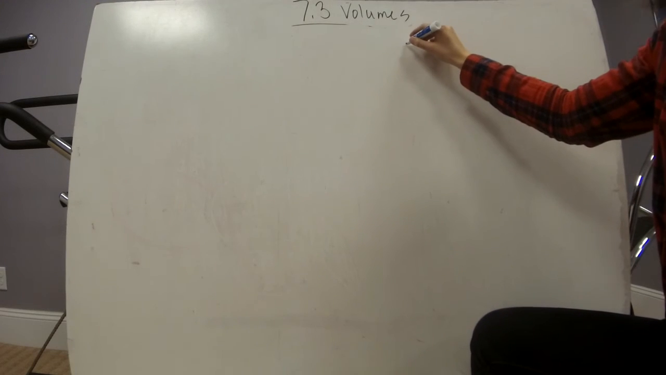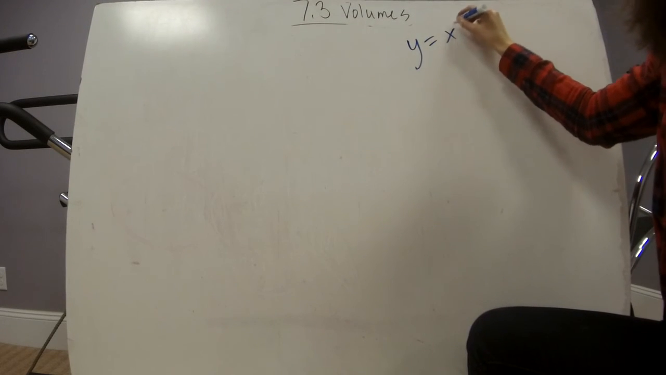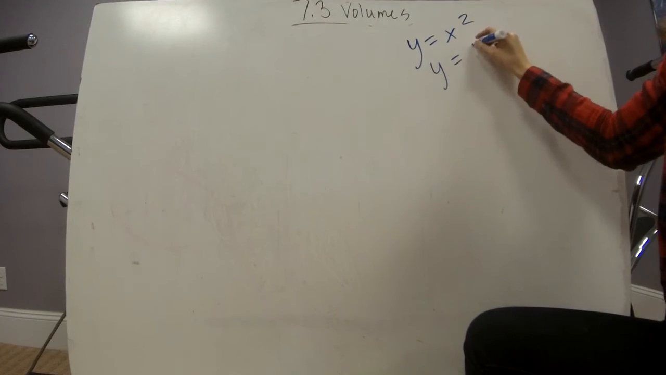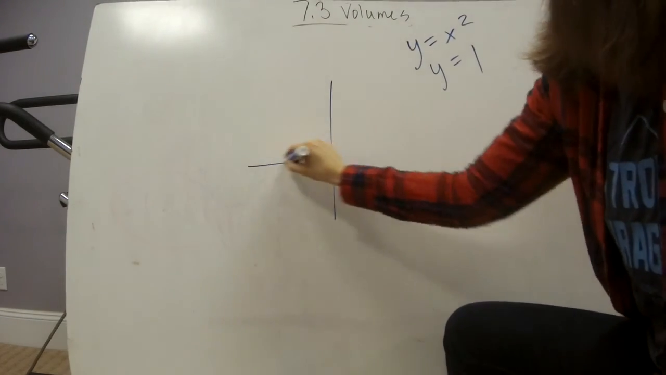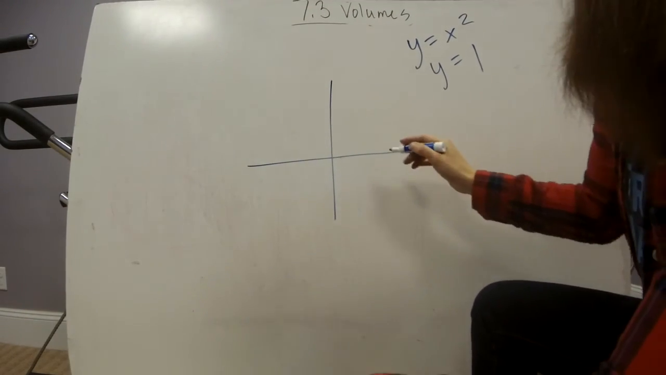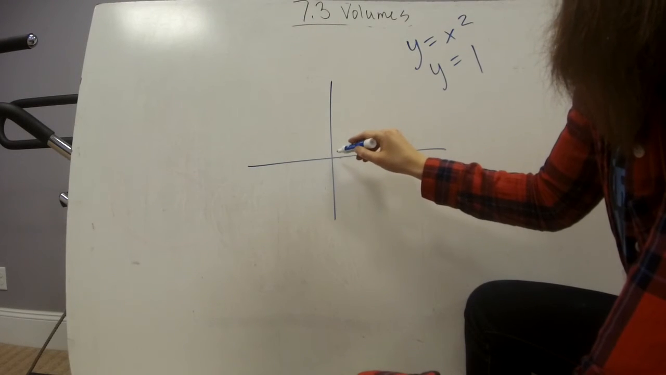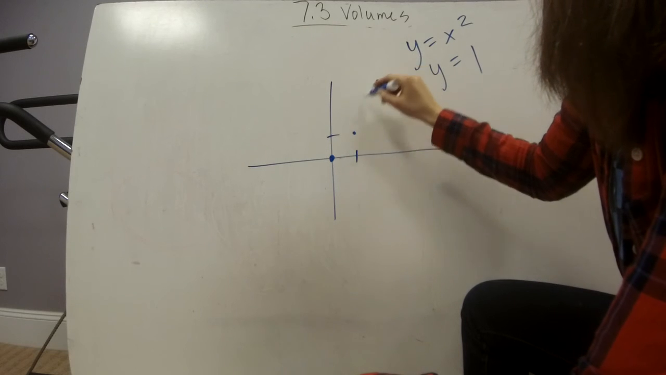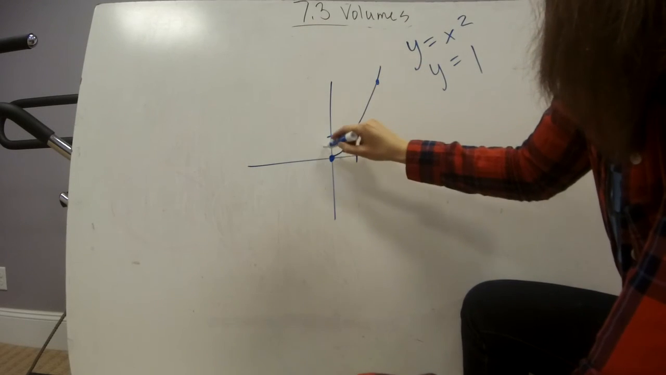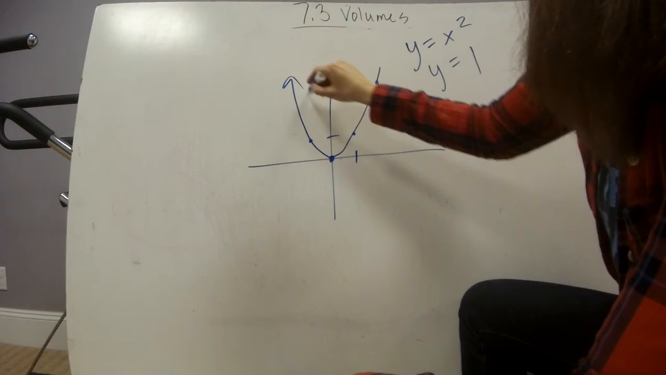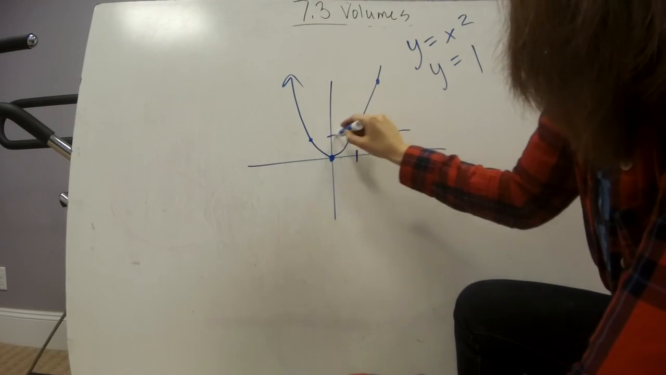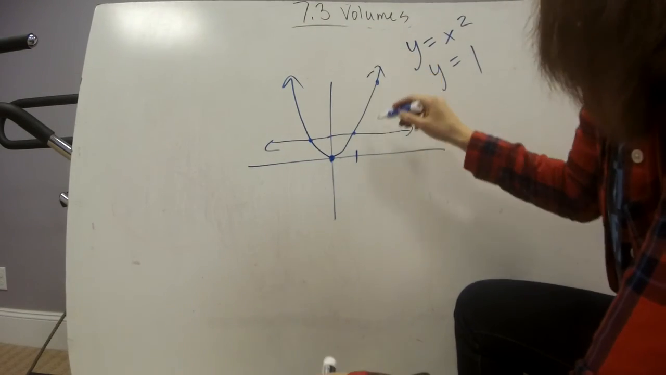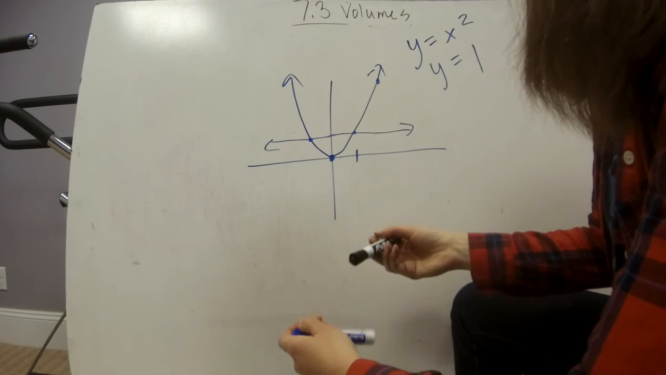So it says, find the volume generated by revolving the region bounded by y equals x squared and by y equals 1. So let's take this here. So y equals x squared is actually just a normal parabola, so that's pretty easy, right? And then boom. So it's this and this. And actually y equals 1 is just this, right? Boom. So here is our thing.